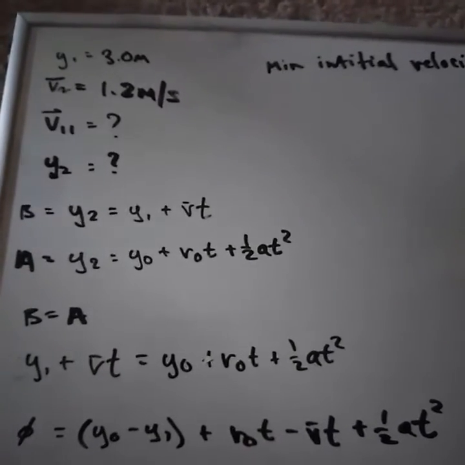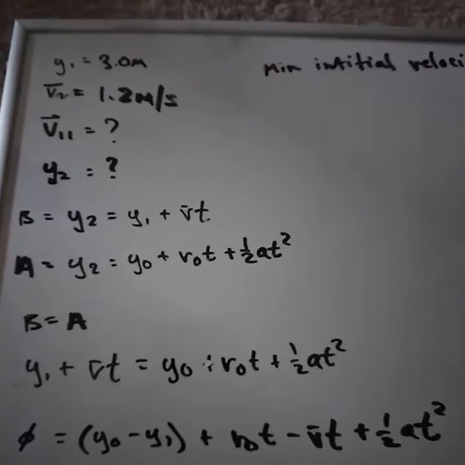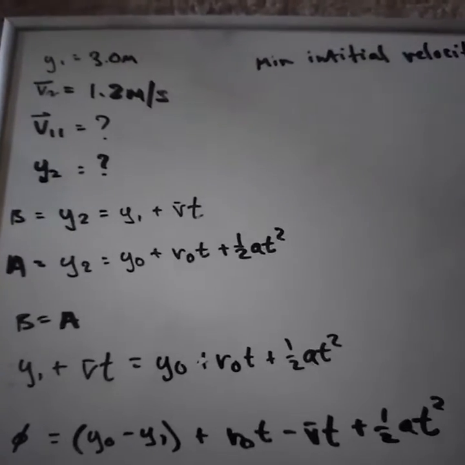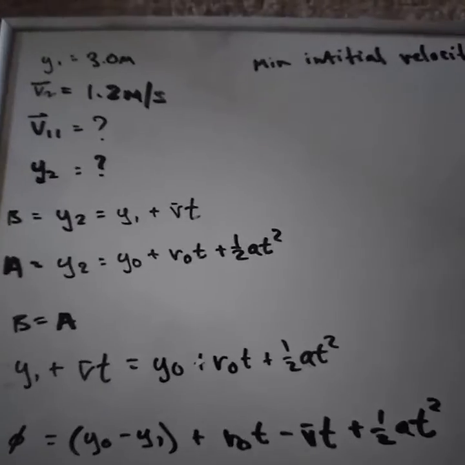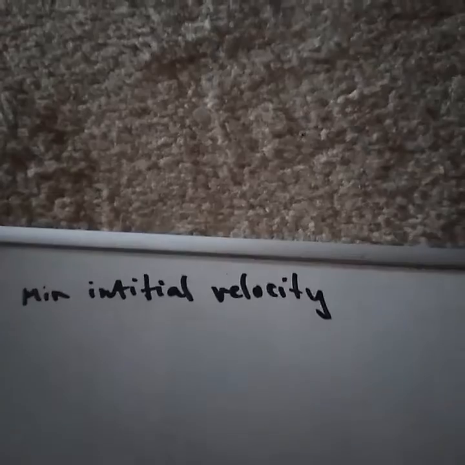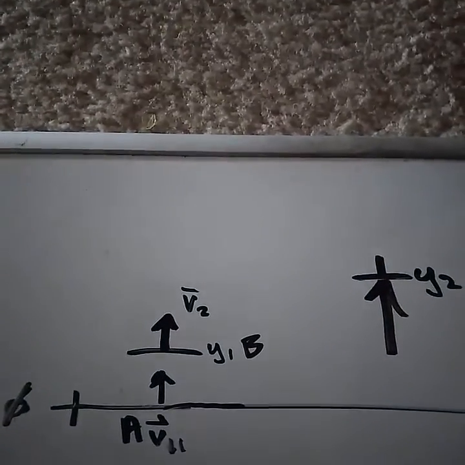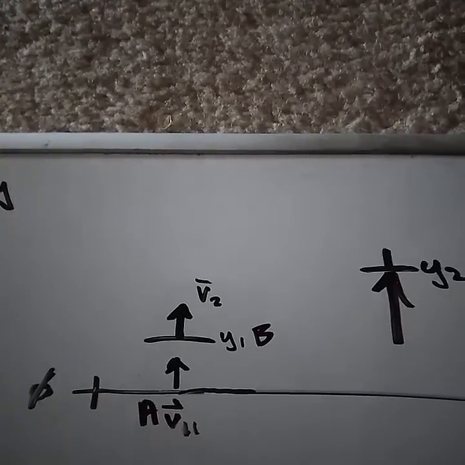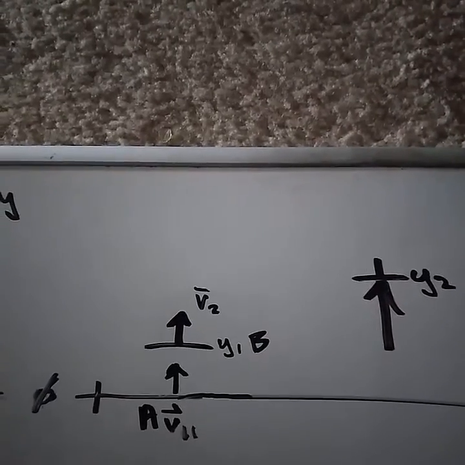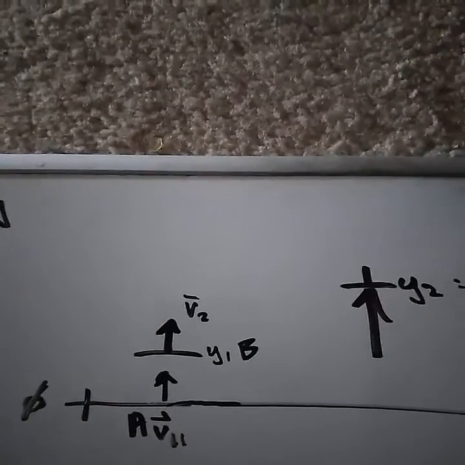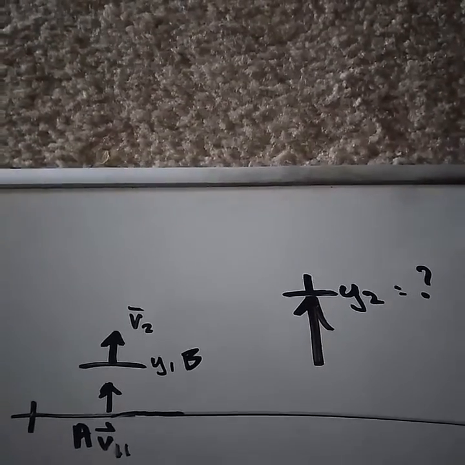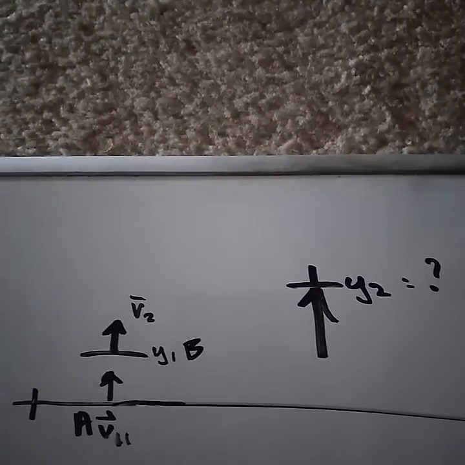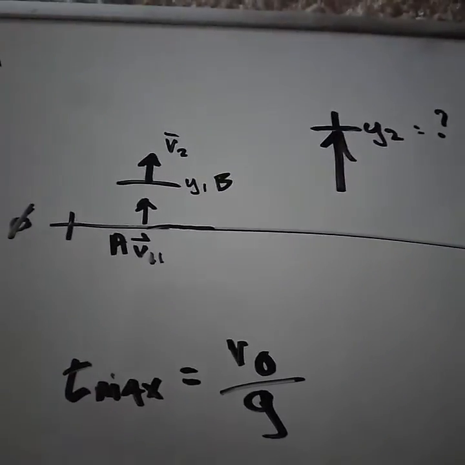Now we have here a quadratic equation. However, we have two unknowns: the initial velocity is unknown and our time is unknown. Now we know from the question that we want to find the minimum initial velocity. Minimum initial velocity means that object A is going to have a final velocity equal to 0. It's going to be at its maximum height. It's going to top out and have 0 velocity right at the point where they meet. That gives us this equation.